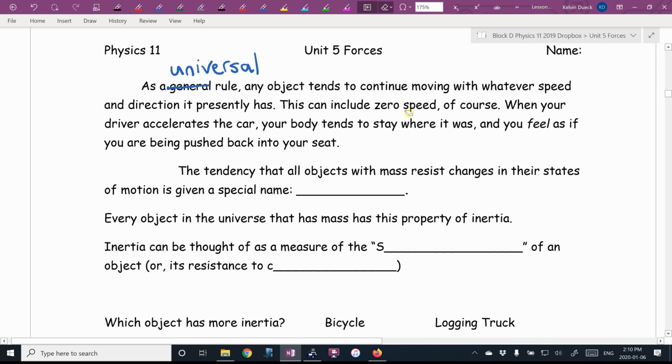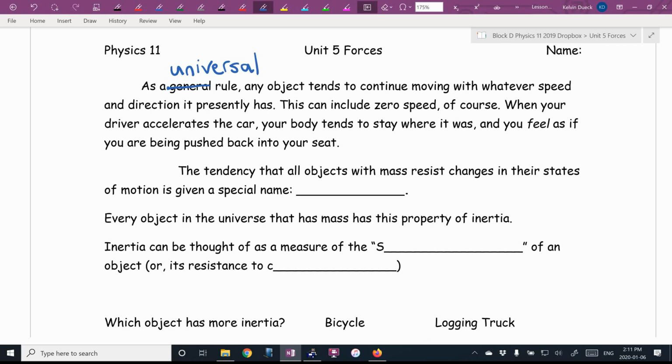Oh, by the way, this can include zero speed. So if your speed is zero, it will stay zero if there's no force acting on you, if the net force is zero. When your driver accelerates the car, your body tends to stay where it is. The car moves forward until the seat runs into your back, and you feel like you're getting pushed back against the seat. No, it's the seat pushing forwards on you.